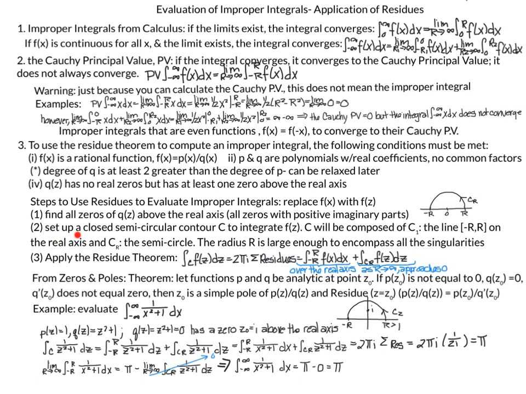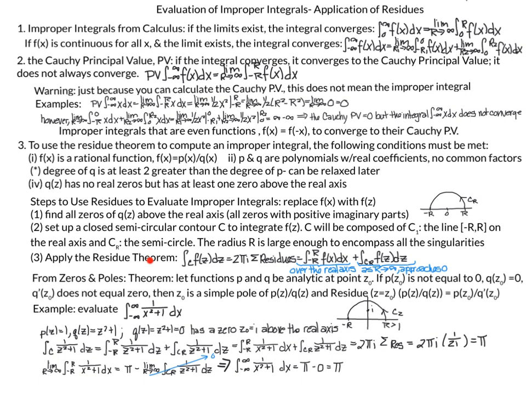The next step, we're going to set up a closed semicircular contour C to integrate f of z over. So C is going to be composed of C1, the line from negative r to r on the real axis, and then CR, the semicircle, and here r stands for the radius, which is also the radius on our real number line from negative r to r. And the radius r here on this semicircle needs to be large enough to encompass all the singularities that have positive imaginary parts.